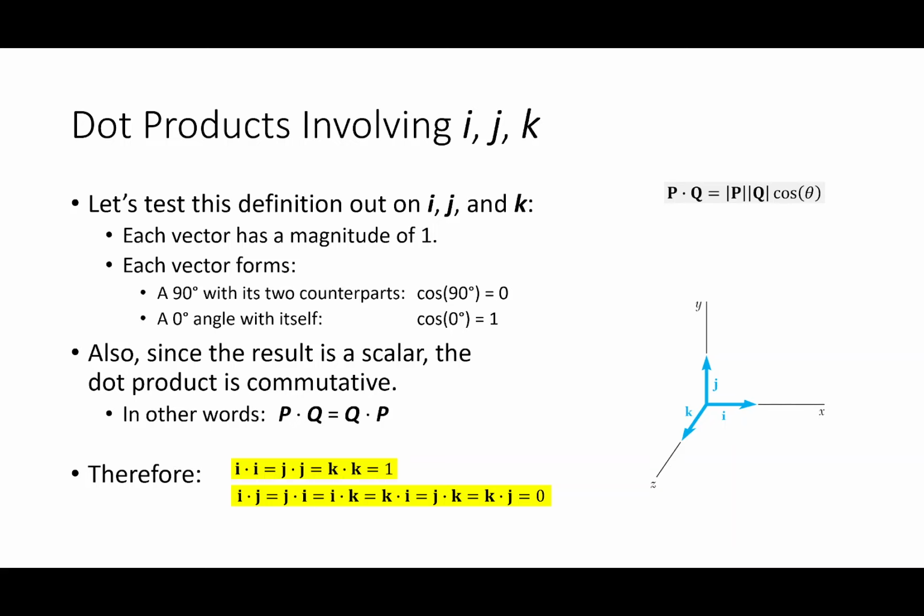But any time the letters are the same, like I dot I, or K dot K, or J dot J, the angle between them is 0. So the dot product of I dot I, J dot J, K dot K is 1. Any time you're dotting a unit vector, like an I vector, a J vector, or a K vector, with itself, the result is 1. Any time you're dotting it with one of its alternates, the value is 0, okay?